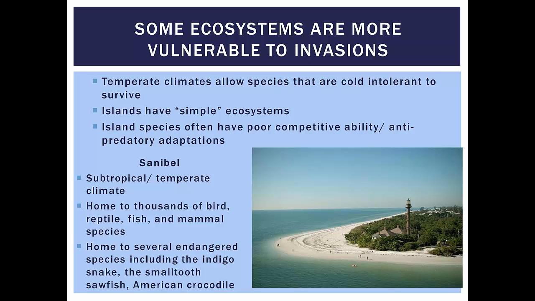And then the next thing I want to talk about is islands. From a biogeographical standpoint, islands have simple trophic levels and simple food webs, and their species have evolved to have poor competitive ability and anti-predatory adaptations. So this makes them especially susceptible to invasions. Now, the thing about Sanibel is it's an island, but it's not so far from the mainland that it's completely isolated, so they do have some mix occasionally. Still, we do have a really subtropical climate here, and we're home to a lot of endangered species, so that's definitely a concern when you're talking about invasives.